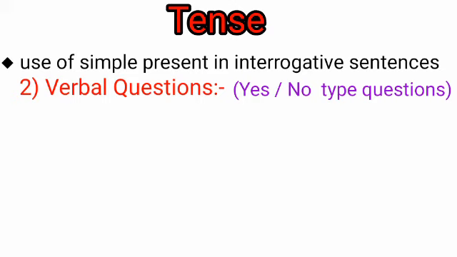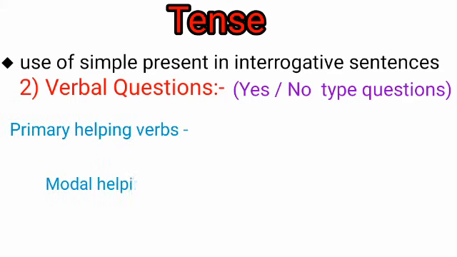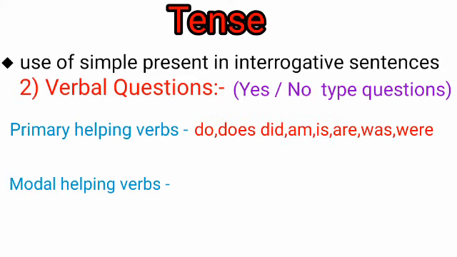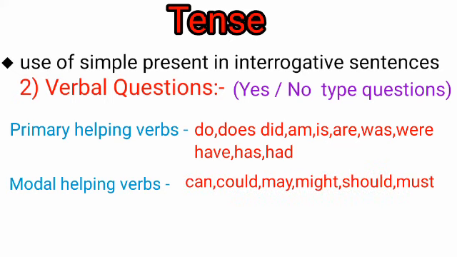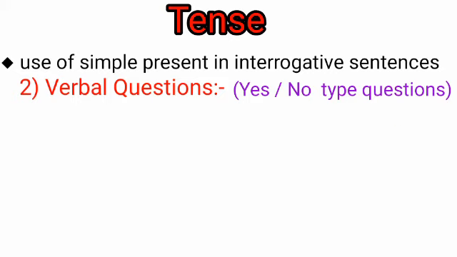The verbs which help us to complete the sentence are known as helping verbs. Helping verbs are also called auxiliary verbs. Helping verbs are also of two types, primary helping verbs and modal helping verbs. Primary helping verbs are do, does, did, am, is, are, was, were, have, has, had, etc. And modal helping verbs are can, could, may, might, should, must, etc. So, any question which starts with such helping verbs is known as a verbal question or yes/no type question. But in simple present, we have to use only do and does helping verbs in verbal questions.